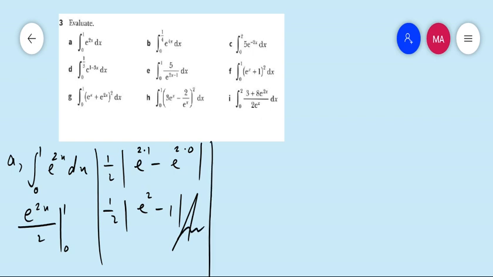No need to evaluate the value of e from your scientific calculator. It is not required.